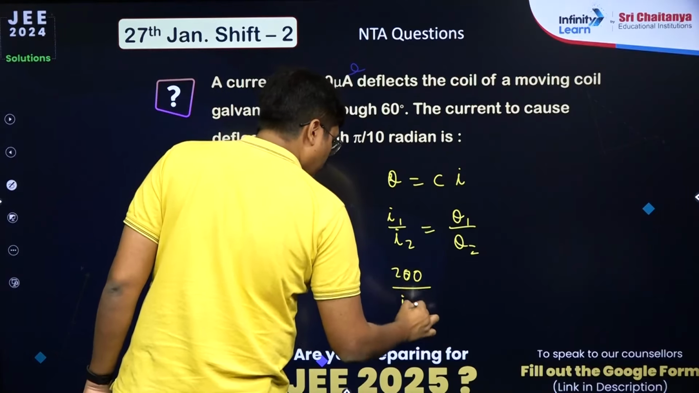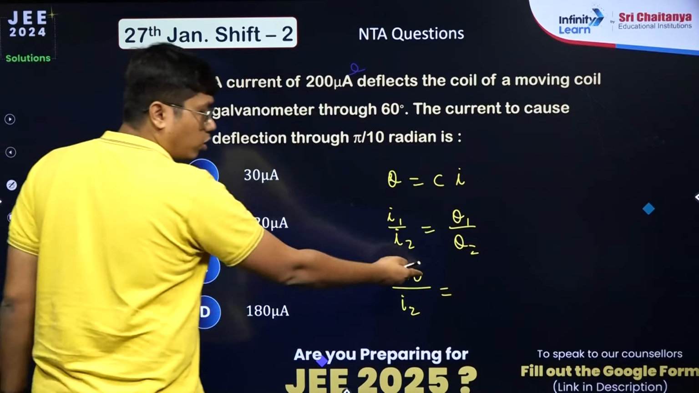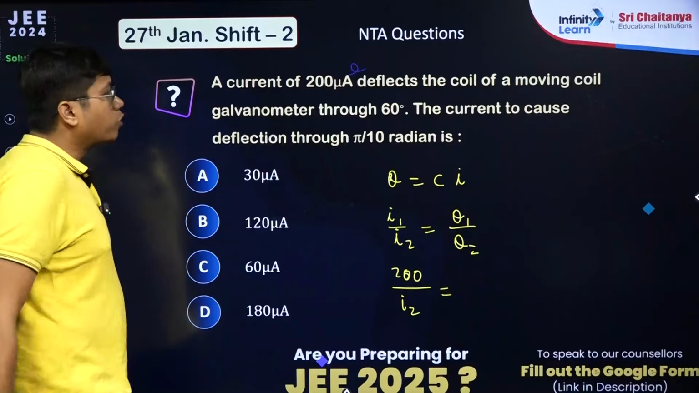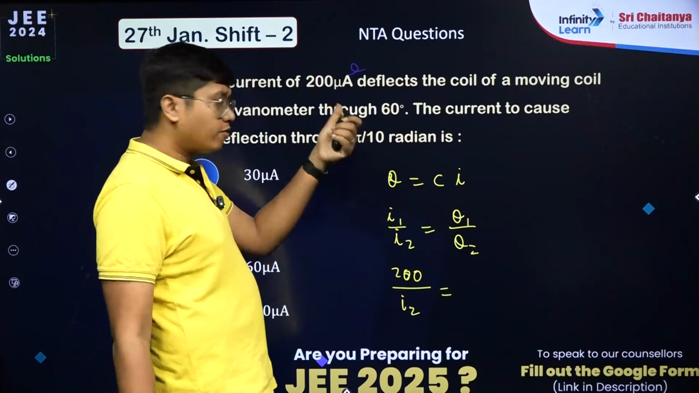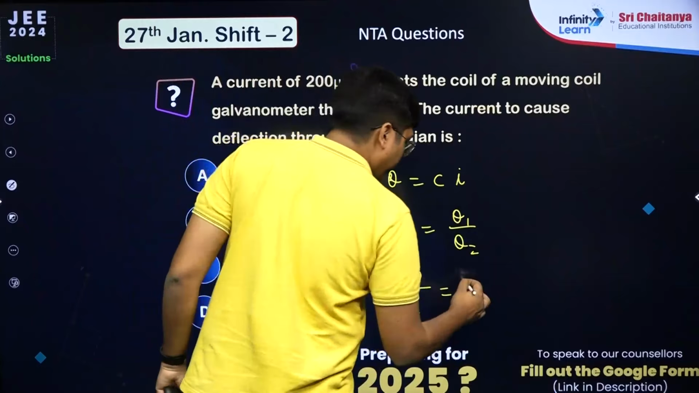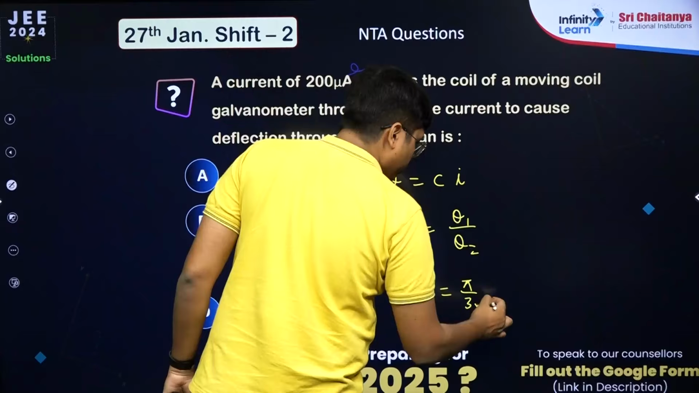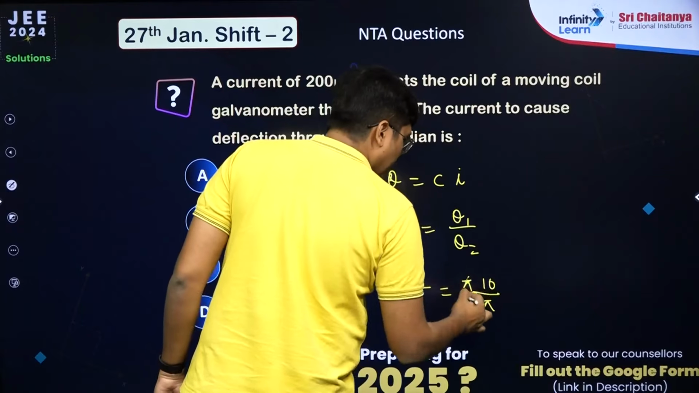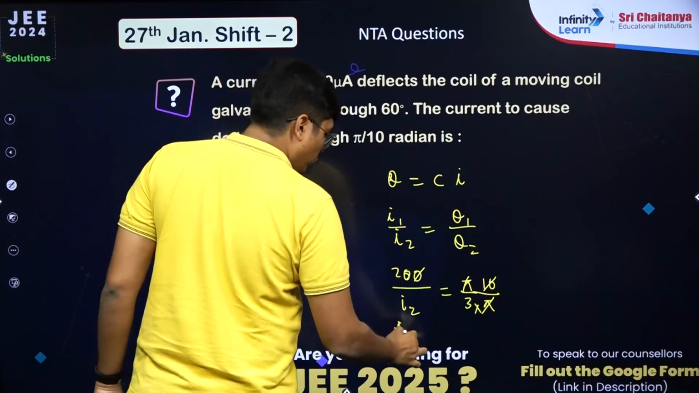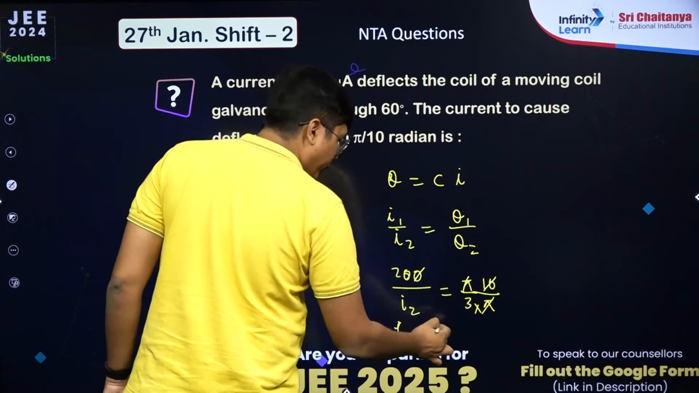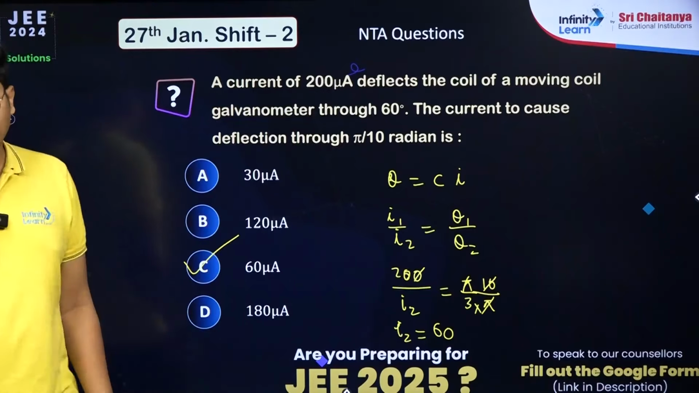200 by I2 is equal to, since the answers are also given in microampere, I don't bother with the 10 to the power minus 6. The angle then was 60 degrees. Since the other one is given in terms of radians, we write 60 degrees as pi by 3, divided by theta 2, which is pi by 10. The pi's go away. So I2 is equal to 3 into 20, that is 60. So the answer is 60 microampere for this question.